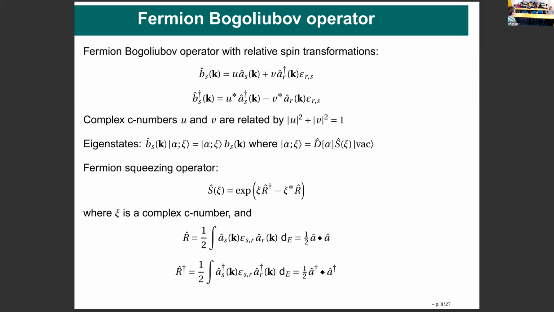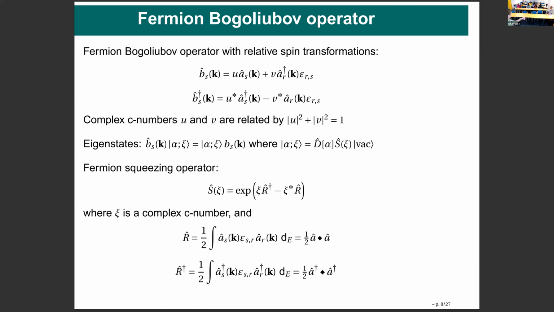Now I've already shown you what the displacement operator looks like. So now I just need to tell you my squeezing operator looks like this, where the C is again just a complex number, but this R is now composed of either two creation operators or two annihilation operators, with a relative spin transformation in between.